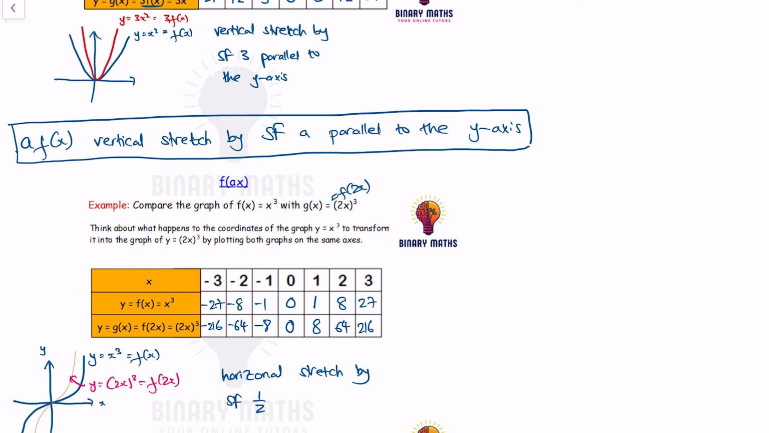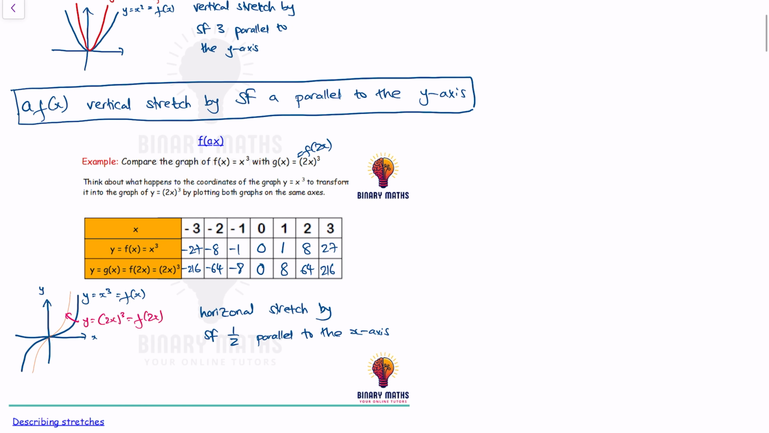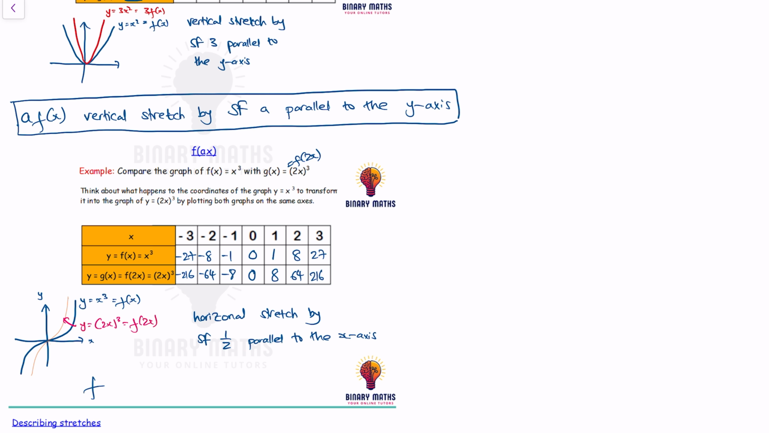Parallel to the x-axis. So if we were to say what is happening in general, f of a x, when a is in the bracket, it's a horizontal stretch by scale factor, again because it's the x that's being affected, like before, the opposite thing happens. So it's by scale factor 1 over a, parallel to the x-axis.